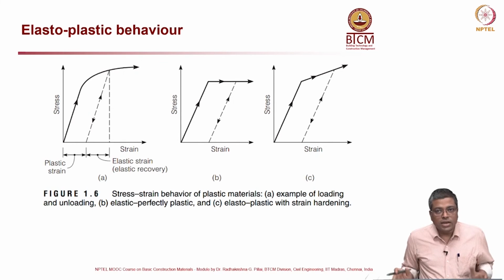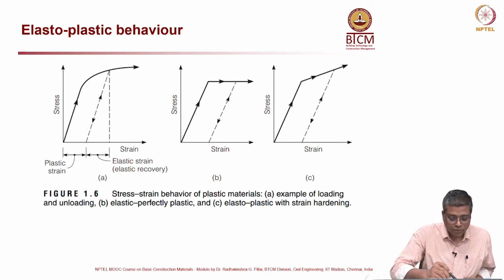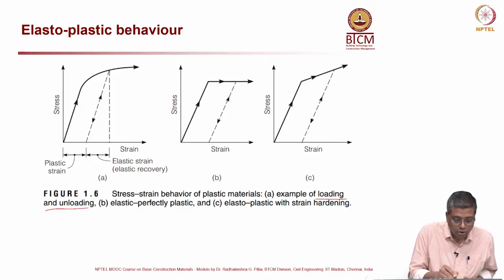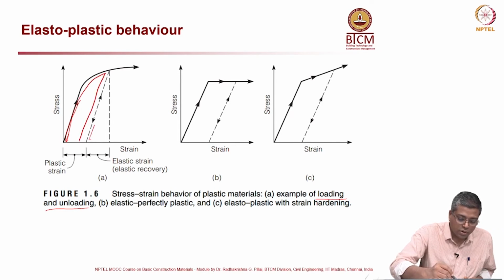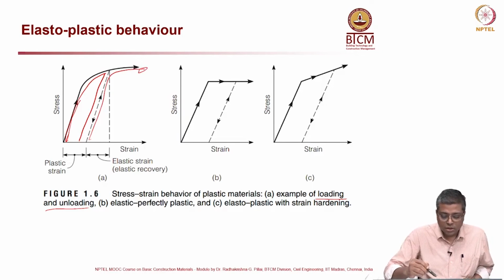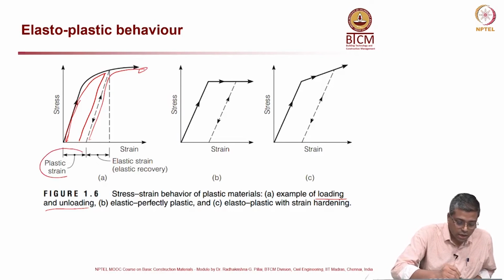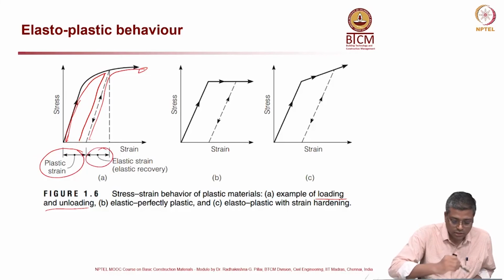Now, there are different types of elastoplastic behavior. You can see here in the first one, this is typically for steel or any alloy, it will look something like this, where in the example of loading and unloading, the graph goes like this and then it comes back, and then if you load it again, it goes back and then follows like this. So, here you have plastic strain and then elastic strain.